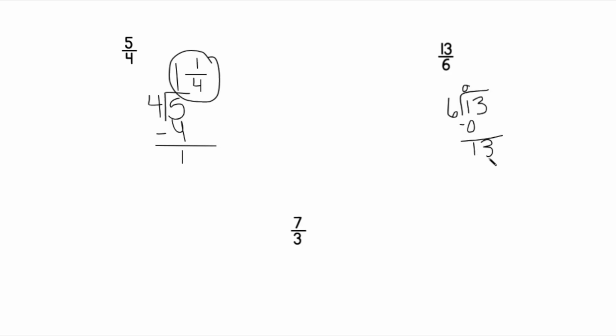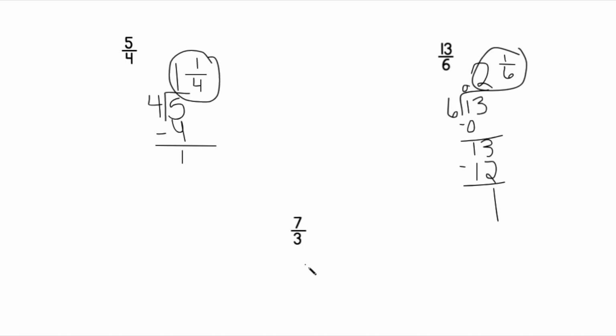Bring down our 3. 6 times what gets us close to 13? The answer is 2. So this is our whole number, 2. 2 times 6 equals 12. Then we subtract. 13 minus 12 equals 1. So this is our remainder. Now I want you to pause this video and turn this remainder into a fraction. Go ahead and go. All right, so if you've done that, our 1 is our numerator and our 6 is our divisor. Notice how our denominator never changes. It stayed a 6 over here and it's still a 6 over here.